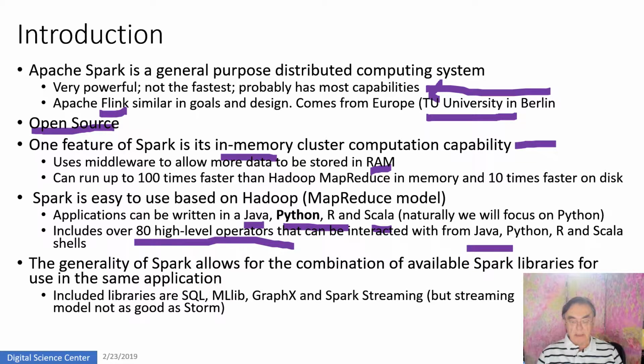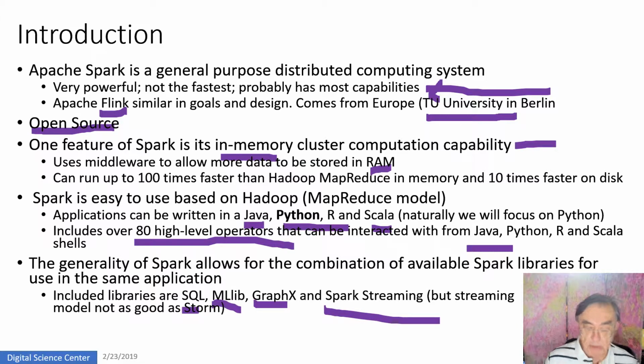And it has various libraries which are greatly important. SQL does what you expect of databases, a horizontally scaled parallel database. MLlib is a machine learning library. GraphX is graph processing, and Spark Streaming is streaming.